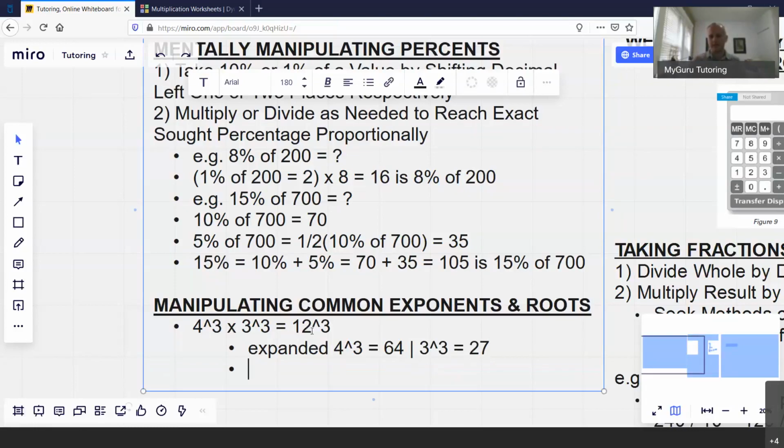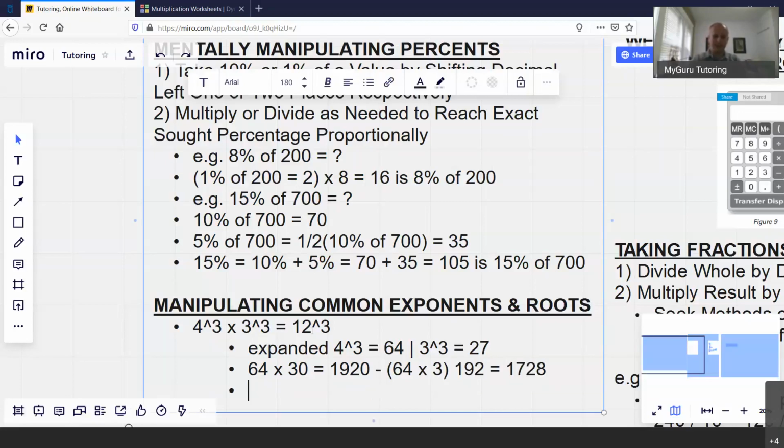Try to think about a manual manipulation that would allow me to do 64 times 27 if I were so inclined. And I know that 64 times 30 is going to be equal to 1920. Then I can subtract out 64 times 3, which is 192. So that's 1920 minus 192, which is 1728.